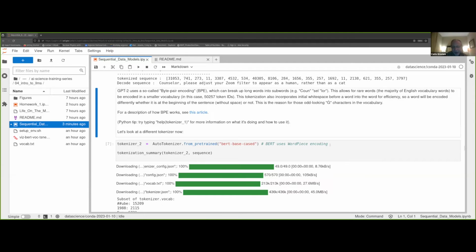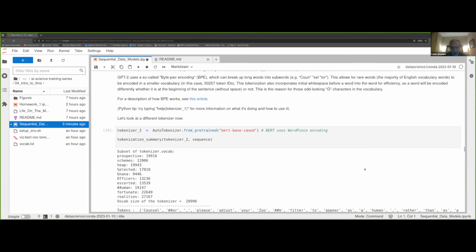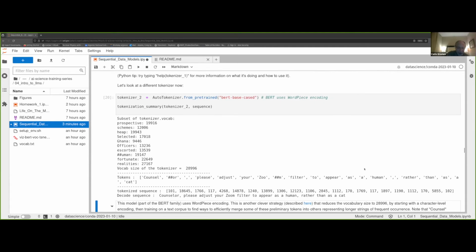Okay, so now let's take a different tokenizer. This one is from the pre-trained model BERT, and it uses a different tokenization scheme called word piece. Okay, so we're going to give it the same sequence, and here's a sample of the vocabulary, the full vocabulary that it has, and you can see that a lot of the things that it finds are whole words, but there's this odd thing. It looks like it found a word fragment, and it denotes word fragments with that double hash mark. And so here's the tokenization of our sentence.